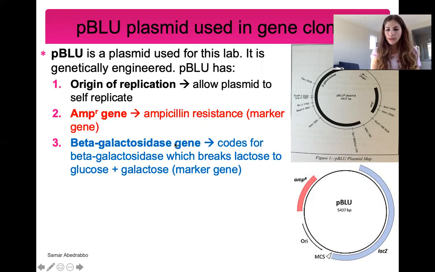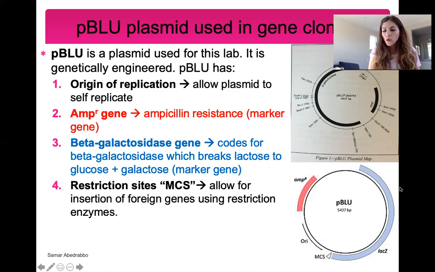It also has a gene that codes for beta-galactosidase. It ends in ASE, so you know it's an enzyme. Beta-galactosidase, or the LAC-Z gene, that's what it is. It's an enzyme that breaks down the sugar lactose into glucose and galactose. So lactose is a disaccharide, and LAC-Z, or the beta-galactosidase gene, can break down lactose so that bacteria can use it. This is another marker gene, and it's going to become important in a second when I talk about why we have that gene on there.